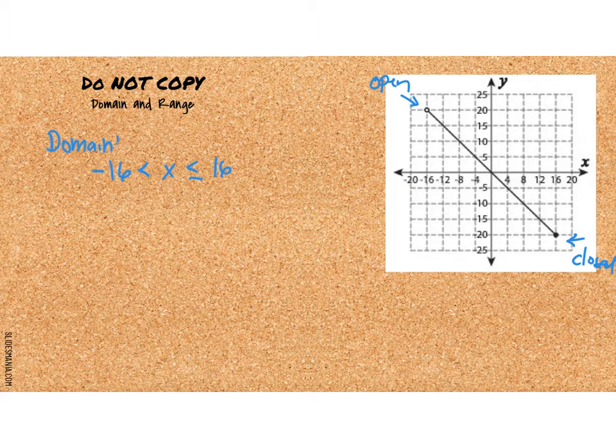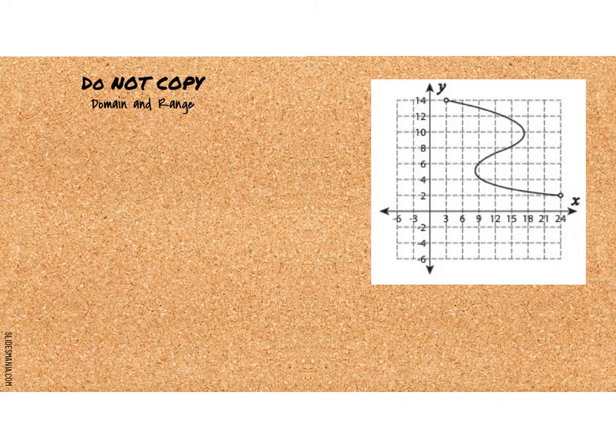Now I'm going to do the range. It goes from negative 20, y, all the way to 20. Again, because this one is still closed, that is less than or equal to, and this one is open, that is less than. Notice how I did a lot less writing on my graph purposely to make sure that you guys are looking at the graph. All right, one more example, and then we're done.